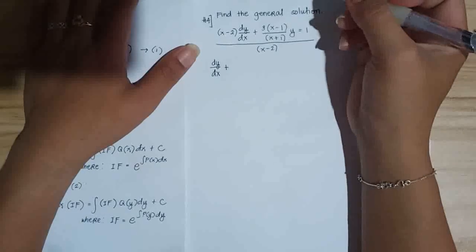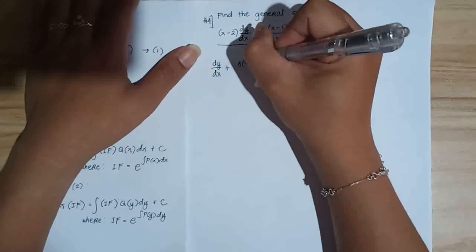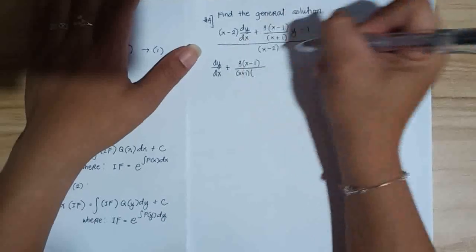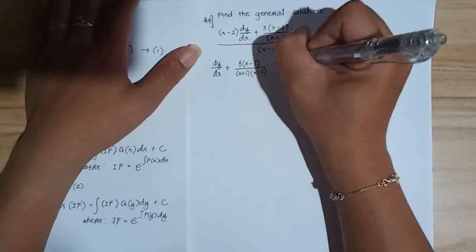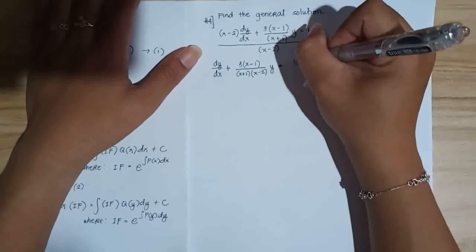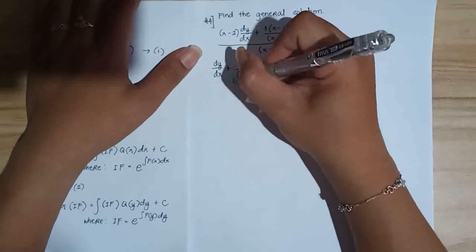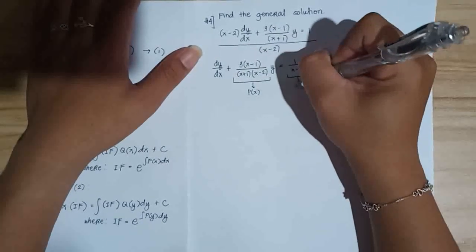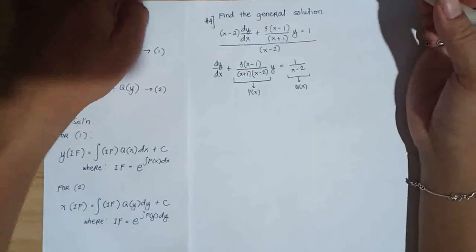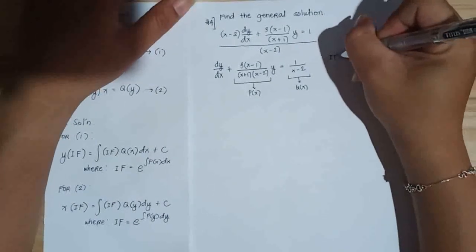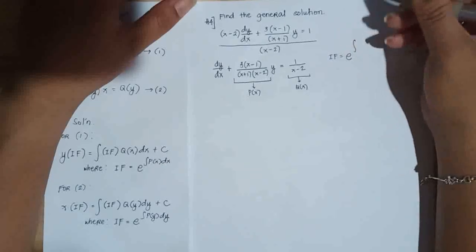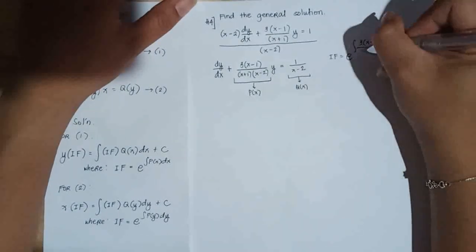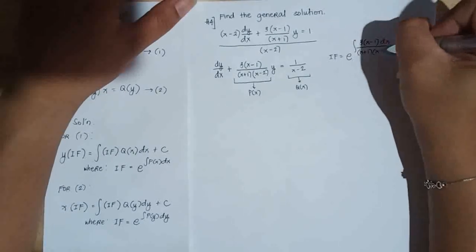So your equation now is dy over dx plus 3 multiplied to (x minus 1) all over (x plus 1) multiplied to (x minus 2), multiplied to y, that is equated now to 1 over (x minus 2). Now, in this equation, this is your p of x, and this is now your q of x. Now, you are going to solve for the integrating factor. So, the integrating factor here is e raised to the integral of the p of x, which is 3(x minus 1) dx over (x plus 1) multiplied by (x minus 2).